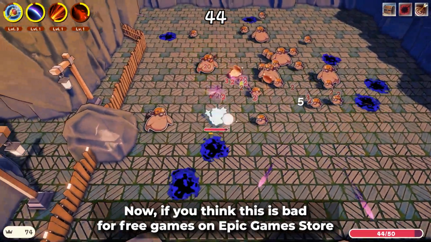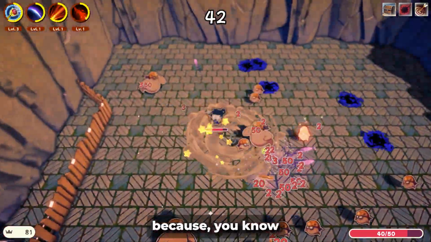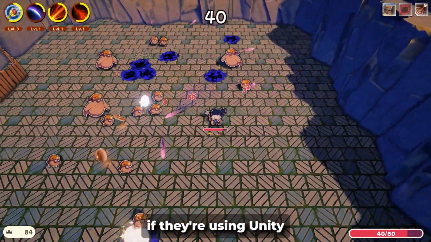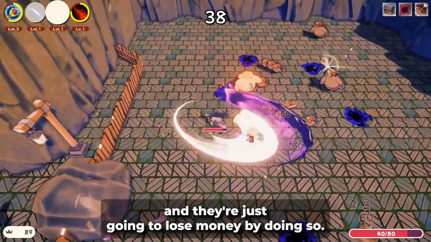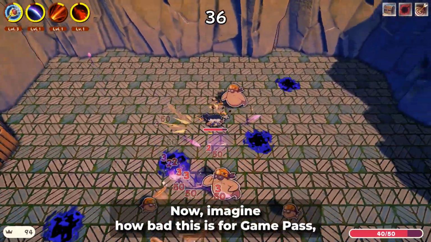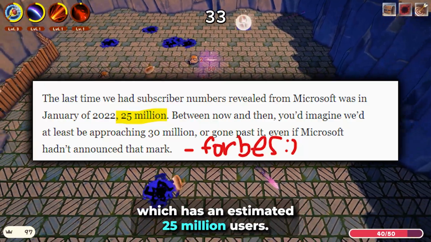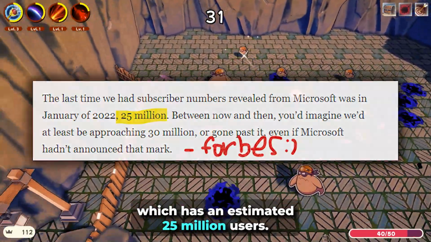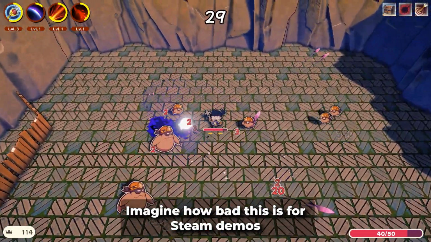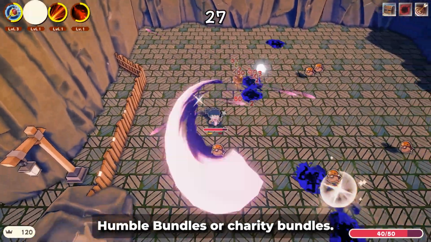Now, if you think this is bad for free games on the Epic Game Store, because no developer is going to put their game up for free if they're using Unity, and they're just going to lose money by doing so, now imagine how bad this is for Game Pass, which has an estimated 25 million users. Imagine how bad this is for Steam demos, Humble Bundles, or charity bundles.